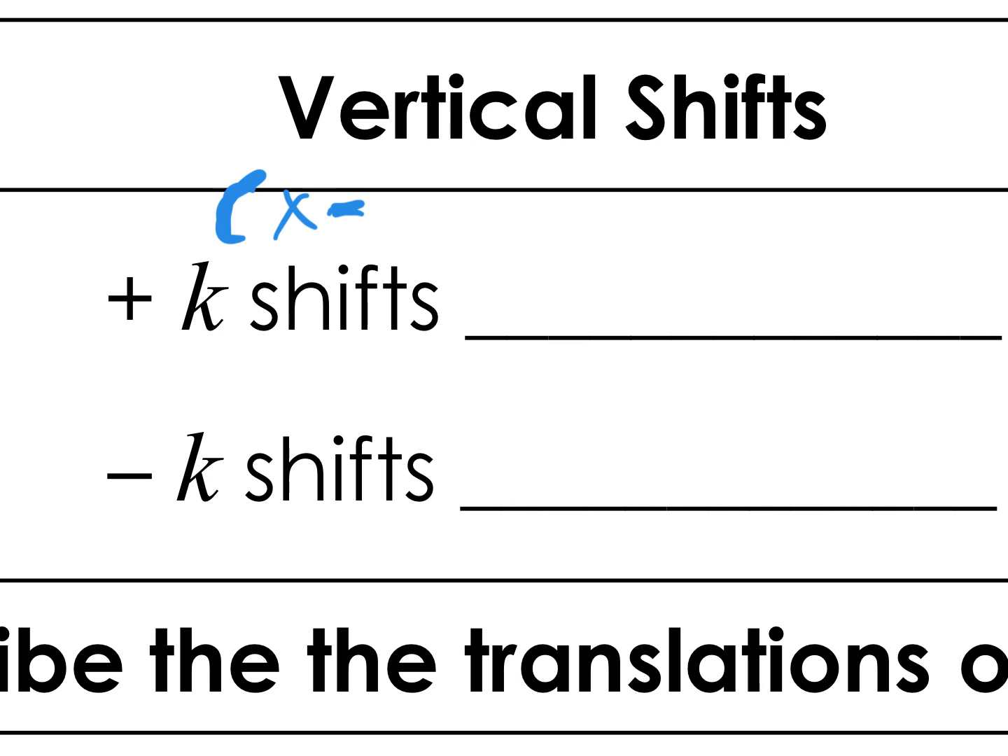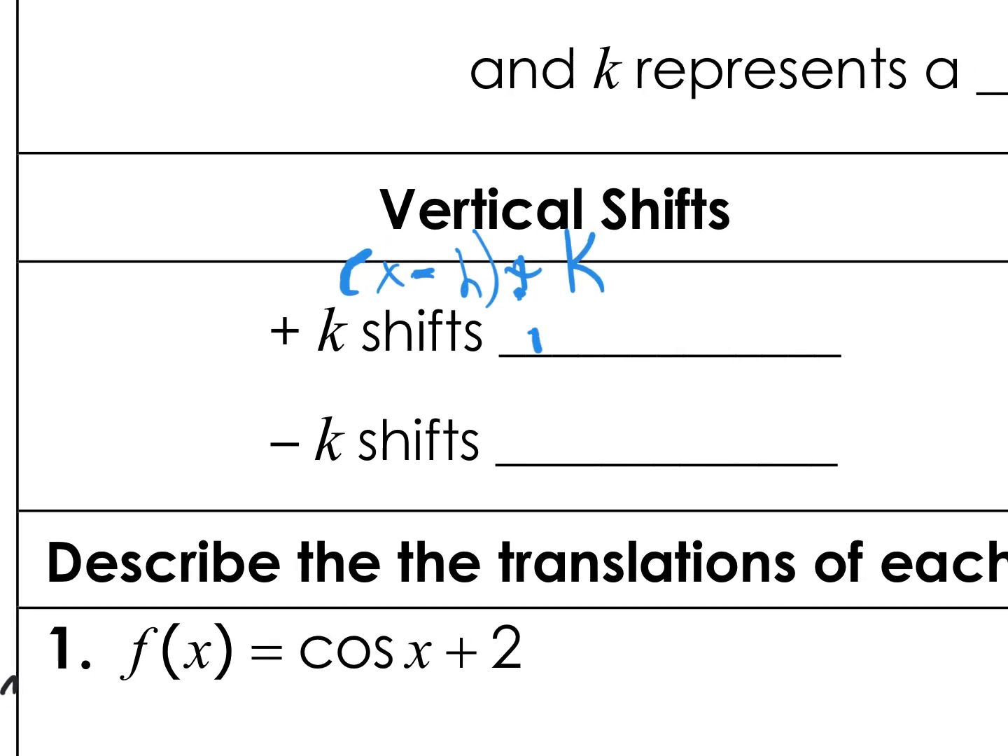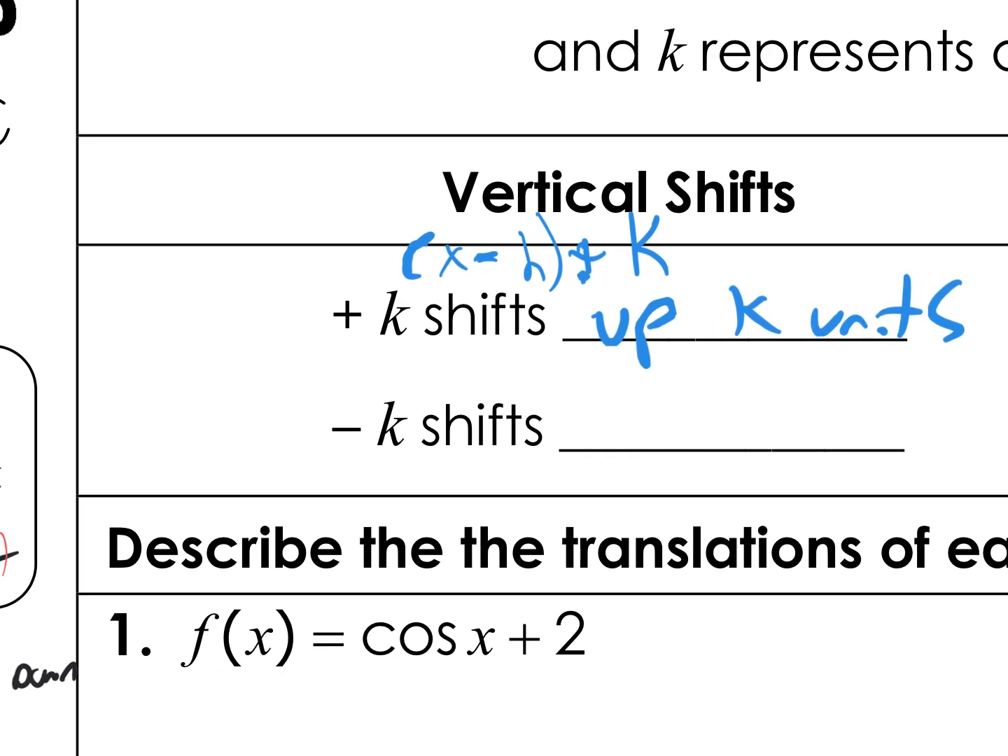A positive K, it really doesn't matter what's in here. It would literally be a plus K. That's what you would see. That means up. This one is up K units. If your K is negative, then it doesn't really matter what's inside here. You would literally see a minus K. That would mean down K units. That's your vertical, up and down.